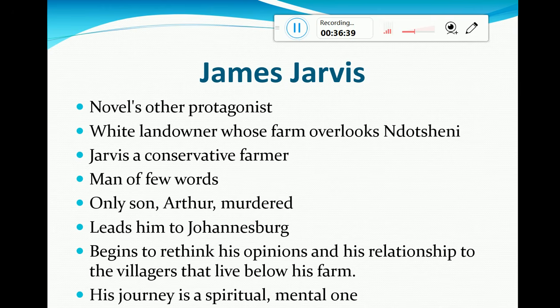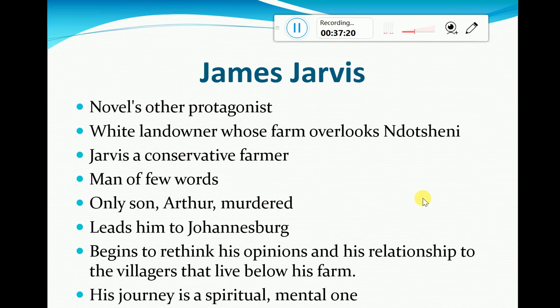He begins to rethink his opinion and his relationship to the villagers that lived below his farm, because he was informed by the work of his son, Arthur Jarvis, as I've already stated. His journey is a spiritual one, a mental one. What is also significant to note is that Reverend Stephen Kumalo locates his son physically, but James Jarvis locates his son emotionally and mentally, because it's only upon the death of his son that he realizes that he did not really know his son. Hence, you say that he was seeking his son emotionally, whereas Reverend Stephen Kumalo was seeking his son physically, locating his whereabouts.